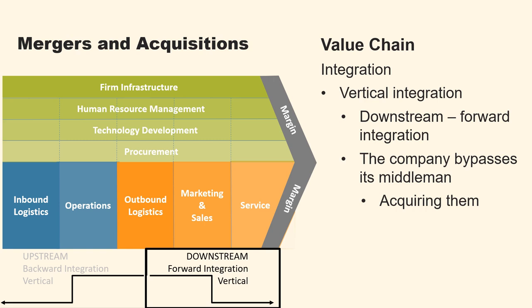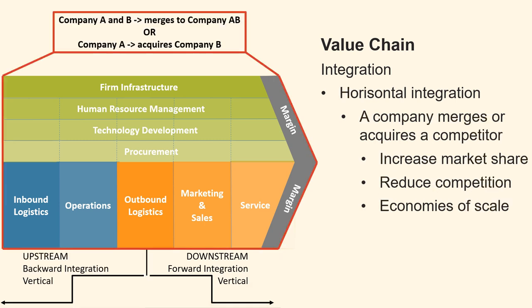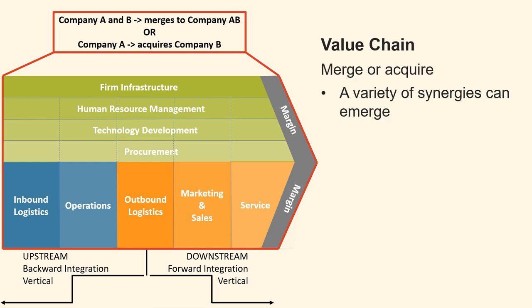Vertical integration, downstream or forward integration, occurs when a company eliminates or bypasses its middleman by acquiring them or establishing an online store directly. Horizontal integration occurs when a company merges with or acquires a competitor, leading to increased market share, reduced competition, and the creation of economies of scale.